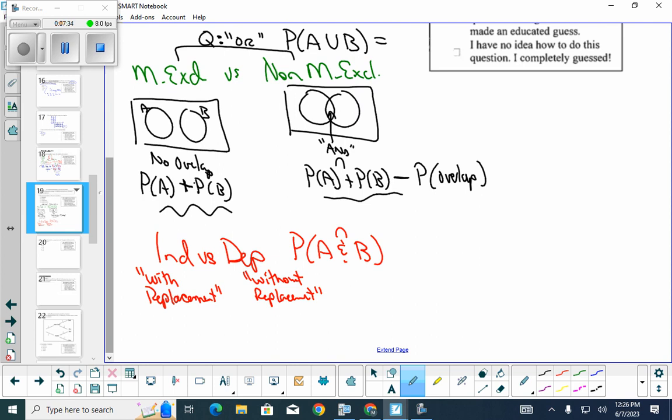Independent would be pulling a candy out of the jar, looking at it and going, no, putting it back, pulling another candy out of the jar. That's independent. Independent questions versus dependent. And means times. So you just take your two probabilities and multiply them. Same thing here. You take your probabilities and you multiply them.